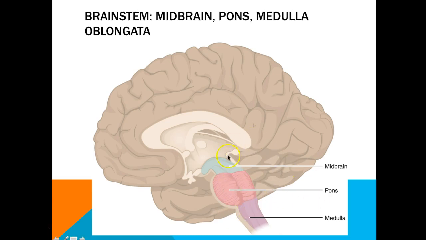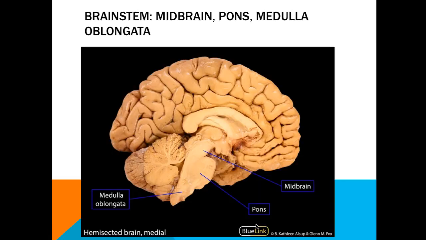Here's just another illustration of a mid-sagittal view of the brain, where we would be able to see the midbrain of the brainstem, pons of the brainstem, and the medulla oblongata of the brainstem. I wanted you to be aware of what this looks like in a mid-sagittal view so that we understand how we can view it from different perspectives. Here's a cadaveric view of that brainstem. We have the midbrain superiorly, the pons in the middle, and the medulla oblongata inferiorly.